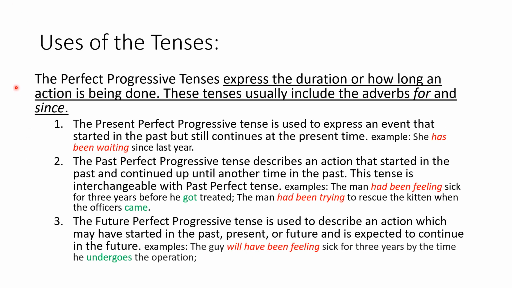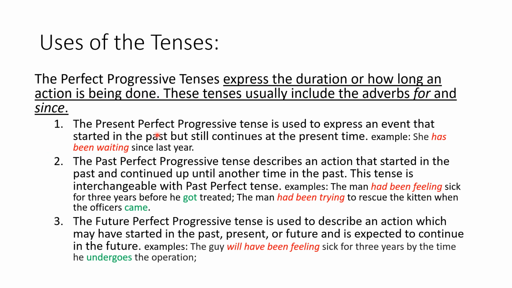The last set of verbs are those in the perfect progressive tenses. These tenses simply express the duration, or they describe how long an action is being done. These tenses usually include the adverbs for and since.